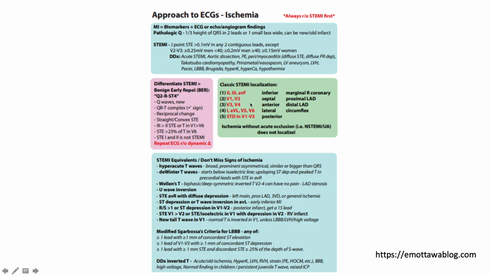V1 and V2 is the septal territory, supplied by the proximal left anterior descending artery. V3 and V4 is the anterior territory supplied by the distal LAD. And then you have your far lateral territory, which is 1, AVL, V5, V6, supplied by the circumflex artery. Then you have the posterior as well. Alrighty, and then we have a whole truckload of STEMI equivalents.